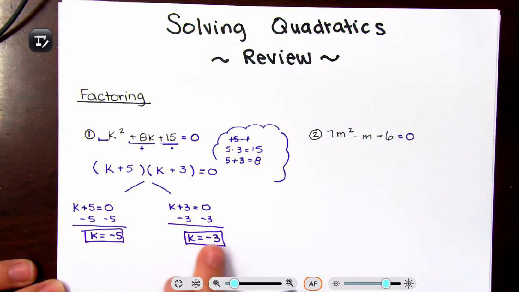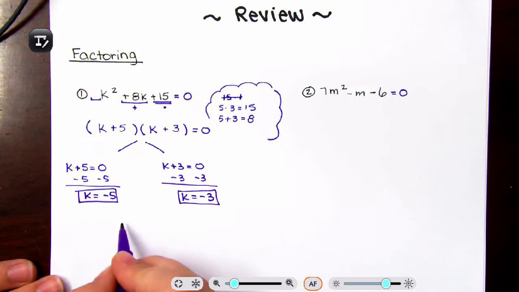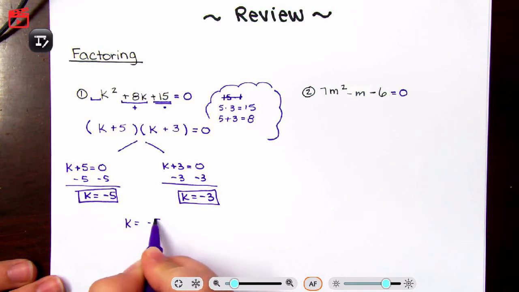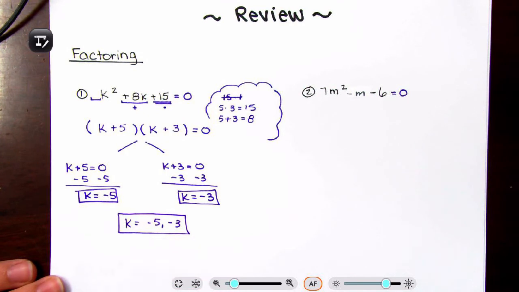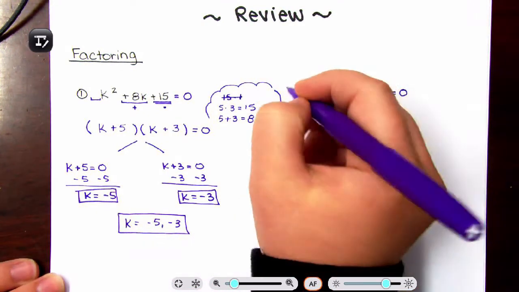Now you can leave your answers like this in my class, or you can combine the answers and say k is equal to -5, comma, -3. This is not a coordinate point. This is just listing the values of k. Let's do the other one.